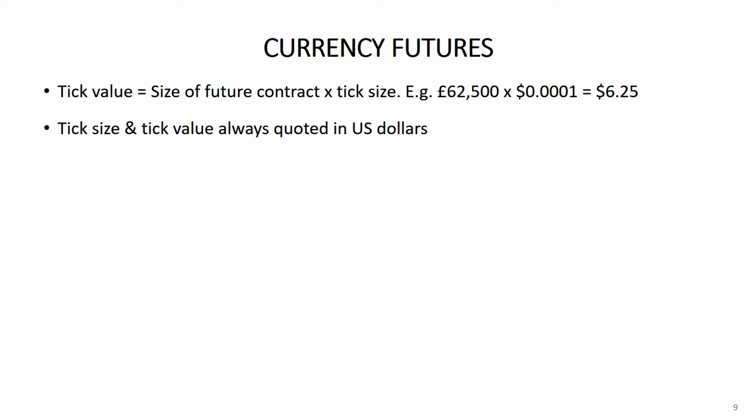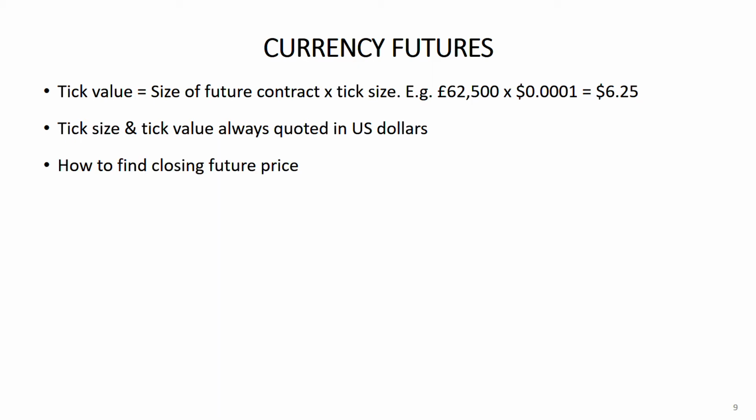Next, tick size and tick value are always quoted in US dollars. This you have to remember. Even if you don't remember, it's fine because in the exam paper you will see that it's quoted in dollars. Just see that the tick size, which is 0.0001, is in dollars. Even the tick value, which is 6.25, that answer is also in dollars. It will always be in dollars only.